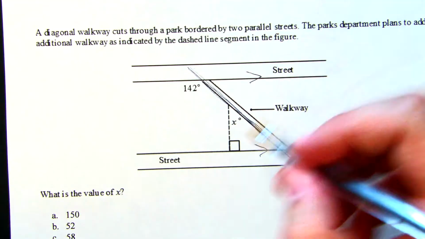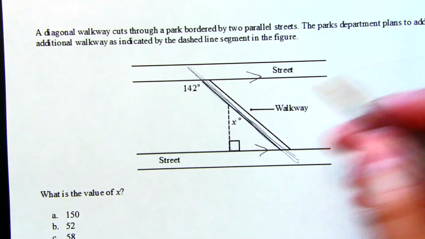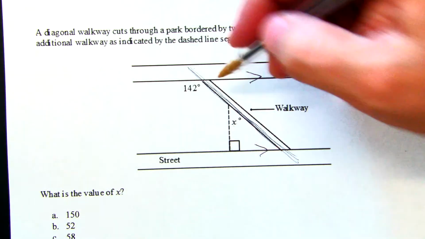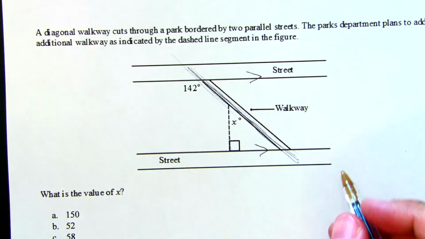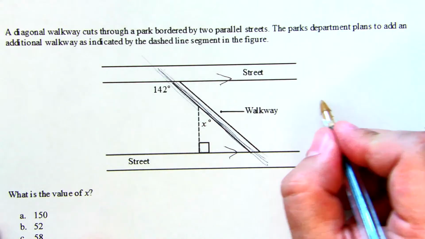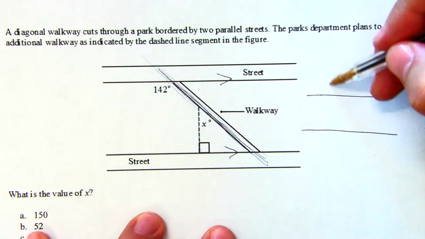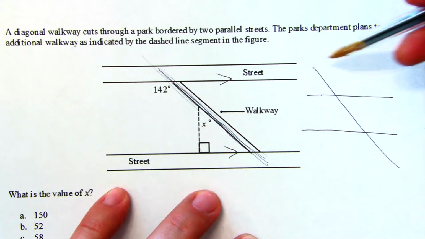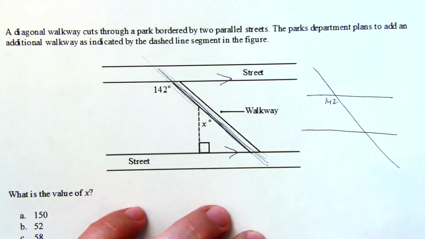Okay? And here's the, what is this supposed to be, an additional walkway? Doesn't matter. We're trying to find x right here. Well, first thing is you see parallel lines, you see the transversal. I think it's useful to sometimes just draw it separately, like this. Okay, I've got parallel lines, my streets, I've got my walkway, the transversal, and I know that this is 142. Well, what else do I know?